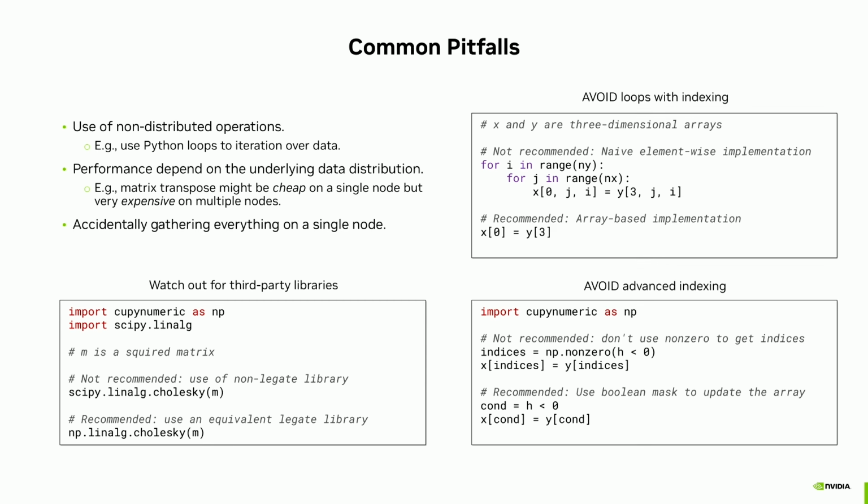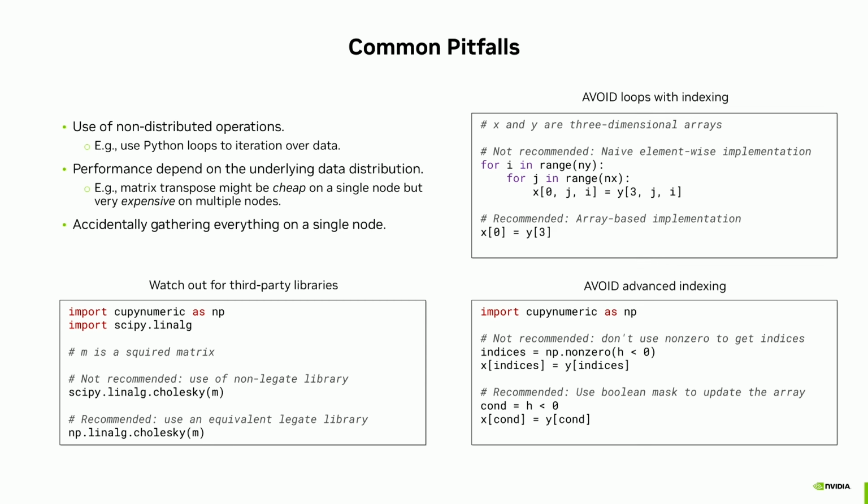Another thing is advanced indexing. That's a bit more tricky, and it might not be obvious for a programmer. Say you have an array, and now you want to find all the indices where something is true, for instance, where age is negative. That's a perfectly fine thing to do on a single GPU, because you get this result of indices. Then you take those indices and index with them. That seems very reasonable.